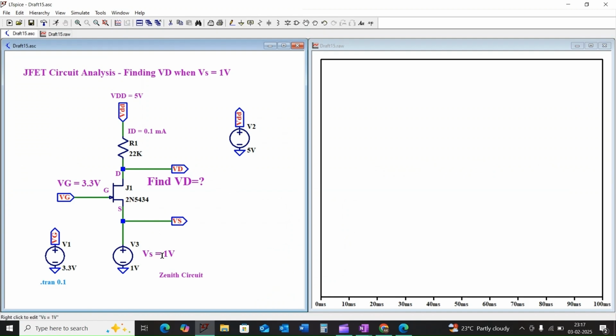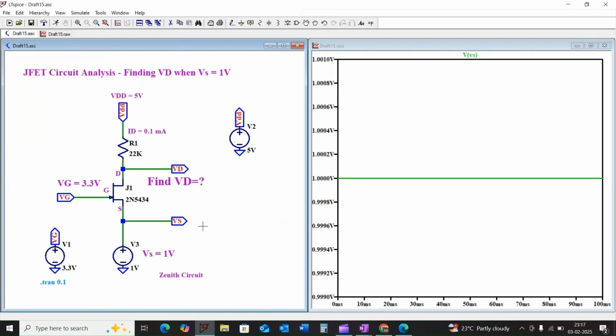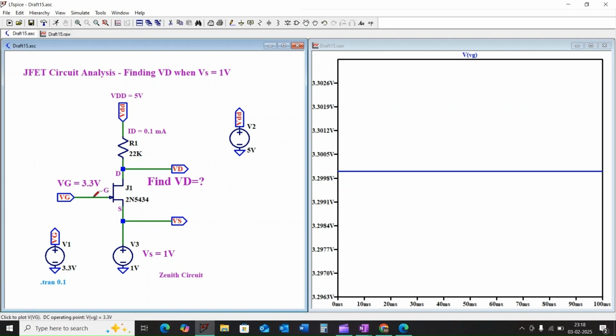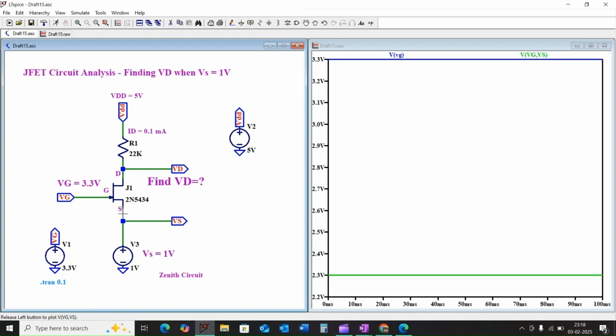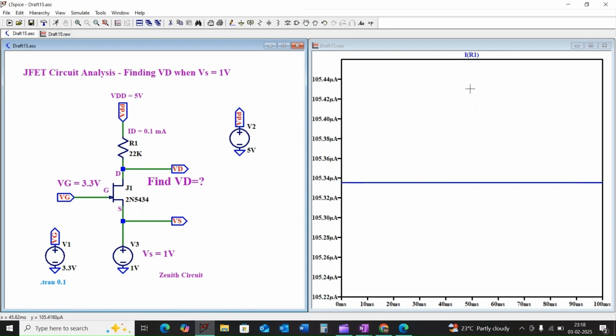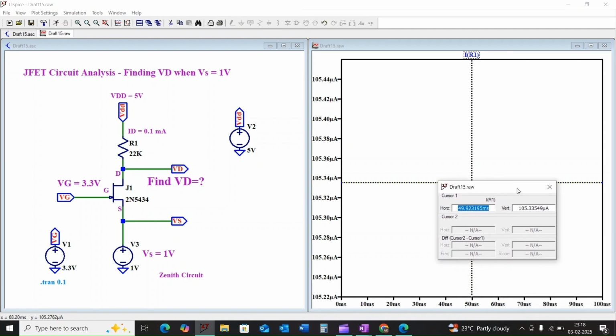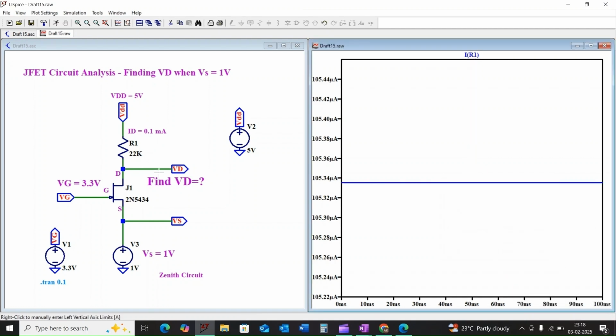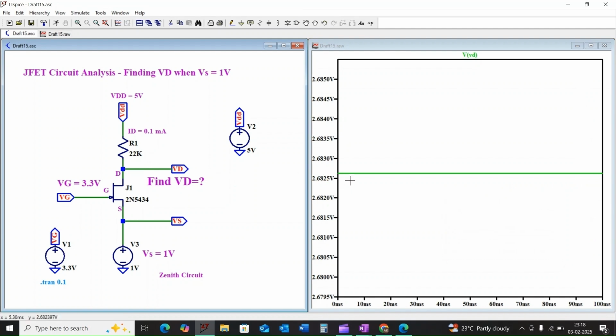Here we are considering Vs as 1 volt. So we get 1 volt at the Vs, and the Vg biasing voltage of the gate will be 3.3 volts, and the difference between the VG and VS, the VGS, will be 2.3 volts. The current ID will be approximately 0.1 milliamps, and the voltage at VD will be approximately 0.68 volts.